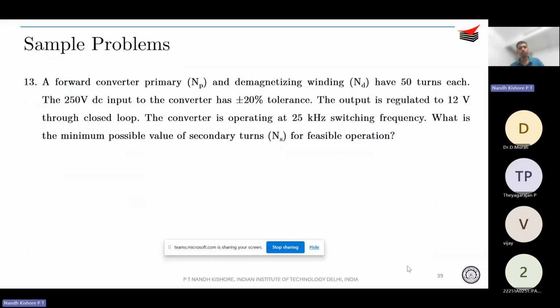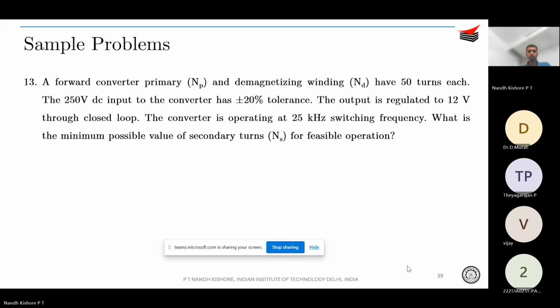Okay, so we'll move on to the next problem. A forward converter, primary and demagnetizing winding have 50 turns each. Okay, the 250 volt DC input to the converter has plus minus 20% tolerance. The output is regulated to 12 volts through closed loop. So V naught is always 12 volts. Input is 250 plus or minus 20% of that, and the NP and ND are given as 50-50. The converter is operating at 25 kilohertz switching frequency. What is the minimum possible value of secondary turns for feasible operation?